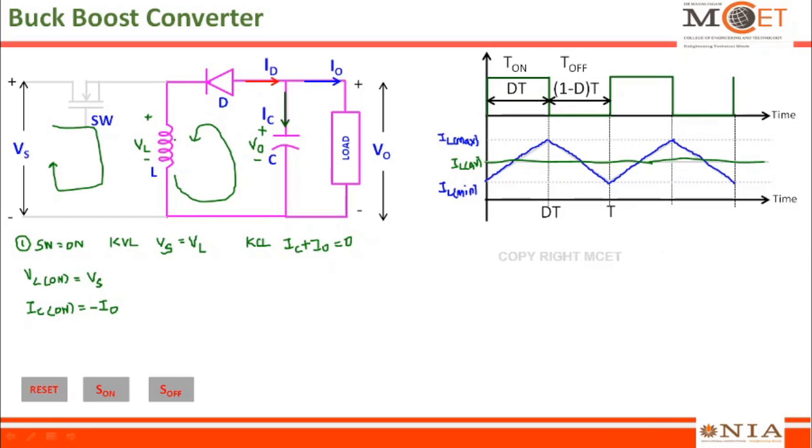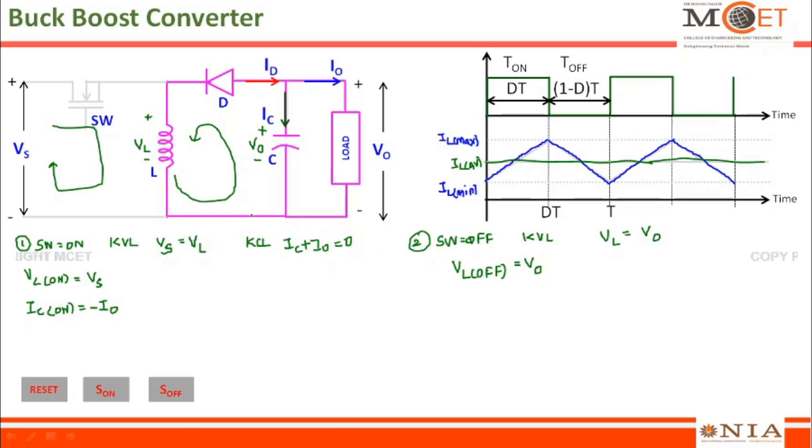Once I try to write the Kirchhoff's voltage law equation for this loop, that is point number 2, when the switch SW is in off condition, if I look at this current, VL is a potential drop, whereas this is a potential rise. So VL is equal to V0. So in the off condition, VL off, that is the voltage across the inductor when the switch is in off condition, is equal to V0. So this is the third expression.